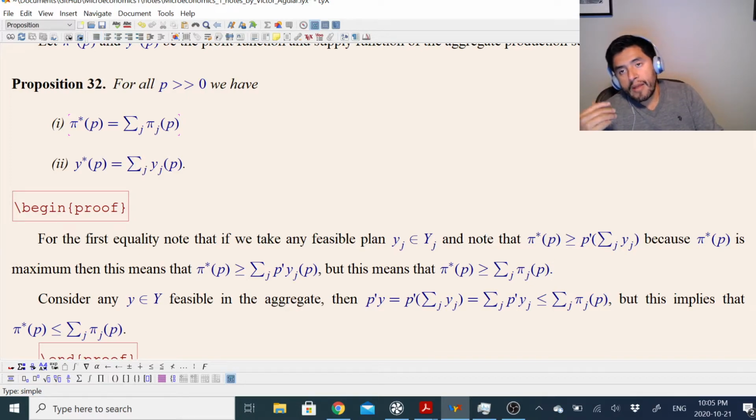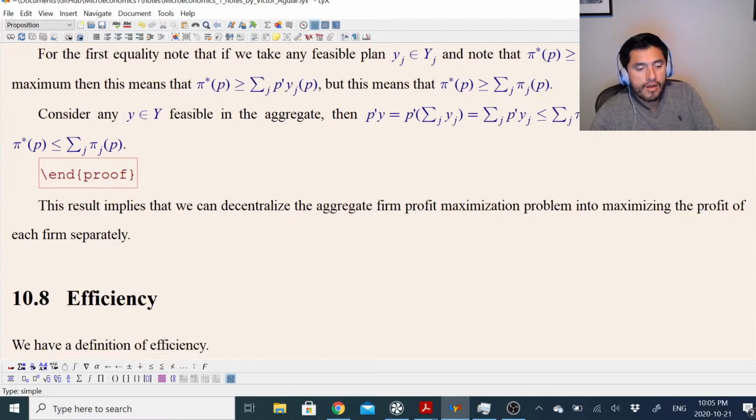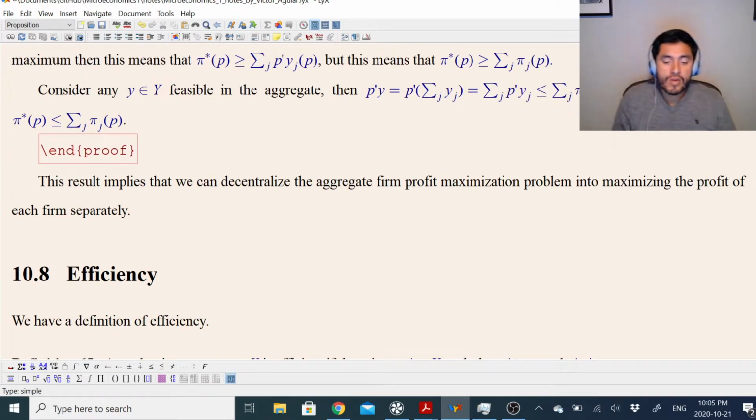Now, just by applying Hotelling's lemma, by differentiating these two sides, I obtain implication number 2. Okay? So this result implies that we can decentralize the aggregate firm profit maximization problem into maximizing the profits of each firm separately. Okay, that's pretty cool.